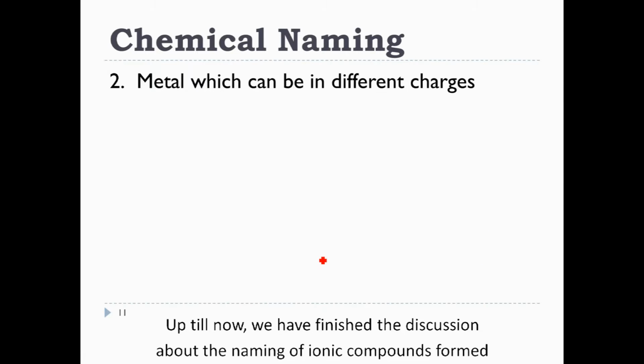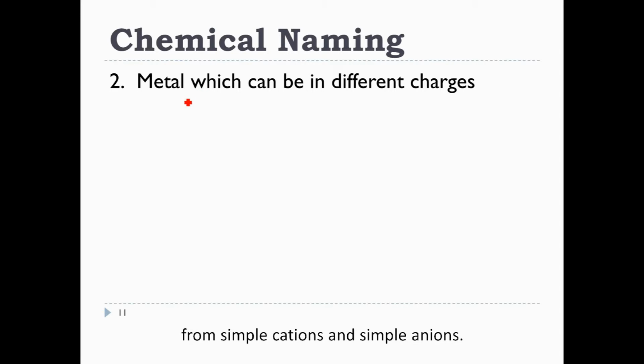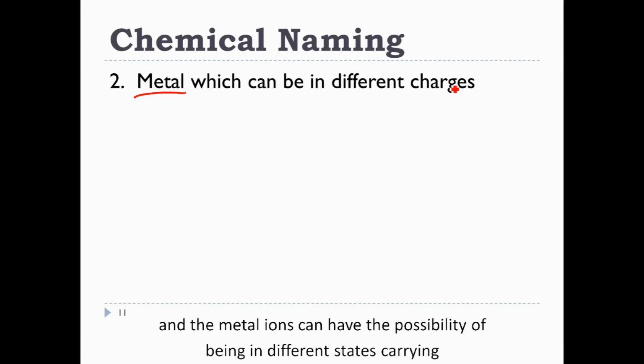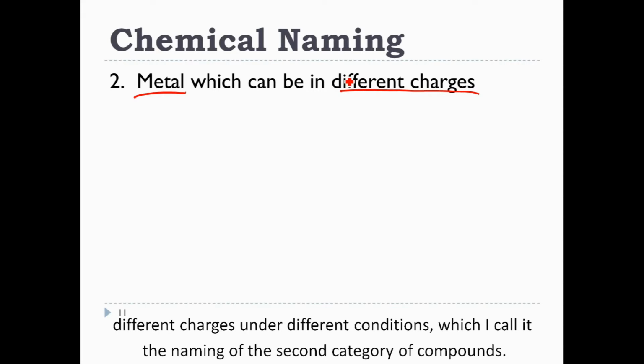Up till now, we have finished the discussion about the naming of ionic compounds formed from simple cations and simple anions. Then we are going to talk about the naming of ionic compounds formed with metal ions, and the metal ions can have the possibility of being in different states, carrying different charges under different conditions, which I call the naming of the second category of compounds.